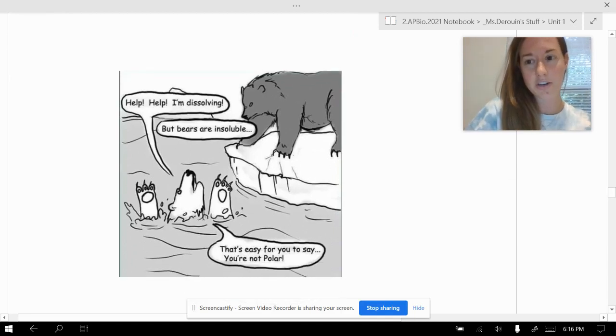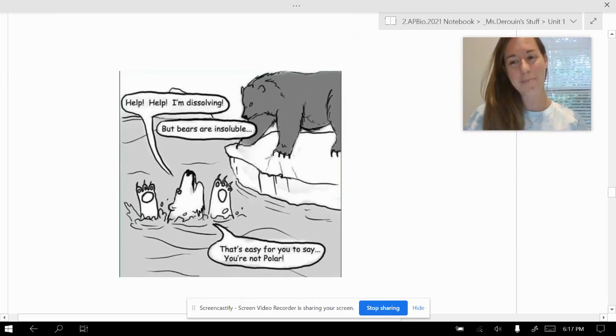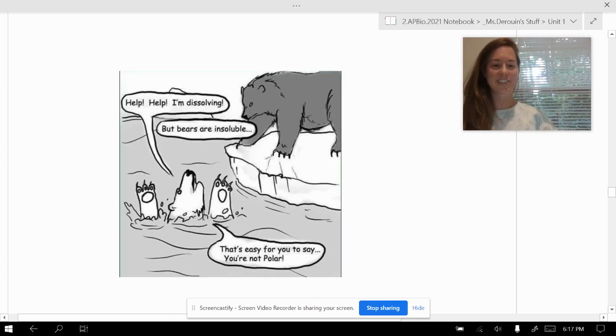Here's another joke about polar things dissolving. So there's a polar bear and he's like, I'm dissolving. And it's because he's polar, and polar things and ionic things will dissolve in water, whereas non-polar things will not. So there you go.